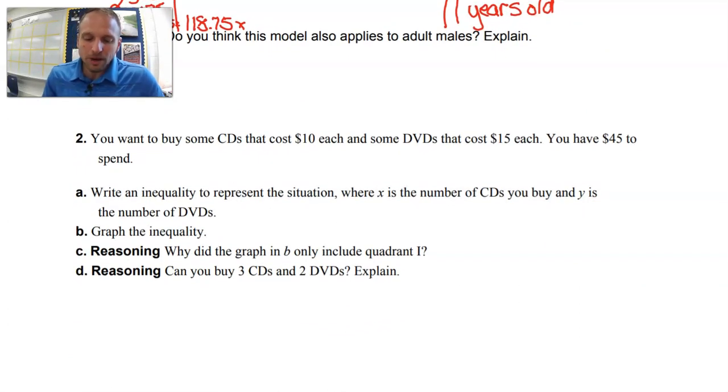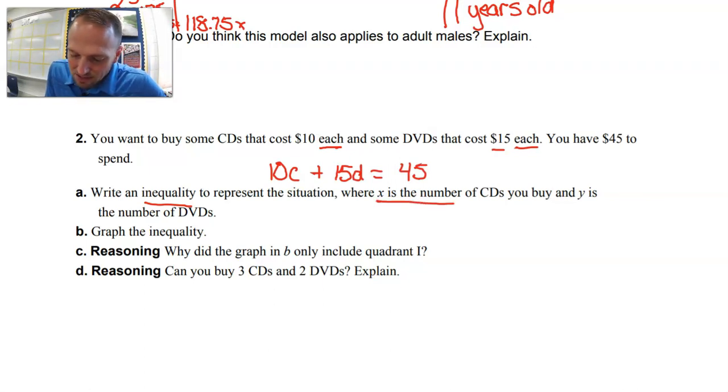Number 2, you want to buy some CDs that cost $10 each and some DVDs that cost $15 each. You have $45 to spend. Letter A, write an inequality to represent the situation. Okay, so first let's write an equation, okay? So $10 each means multiply, right? So that is 10 times C, and we're also going to buy some DVDs that cost $15 each. So that's going to be 15 times D for DVD, and we have $45. Okay, now, if I read this again, it says x is the number of CDs.